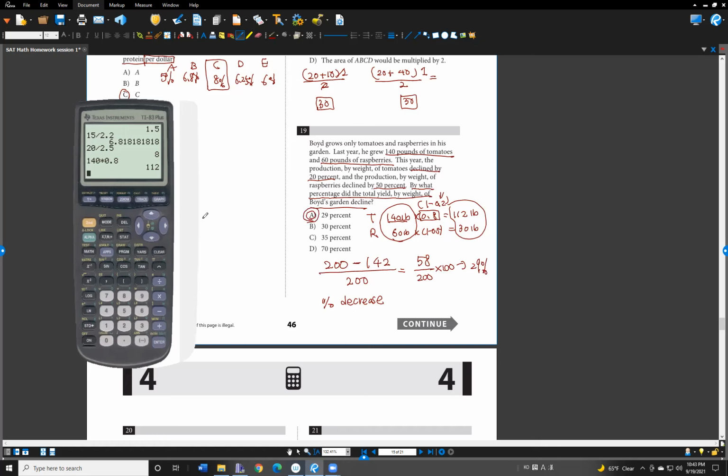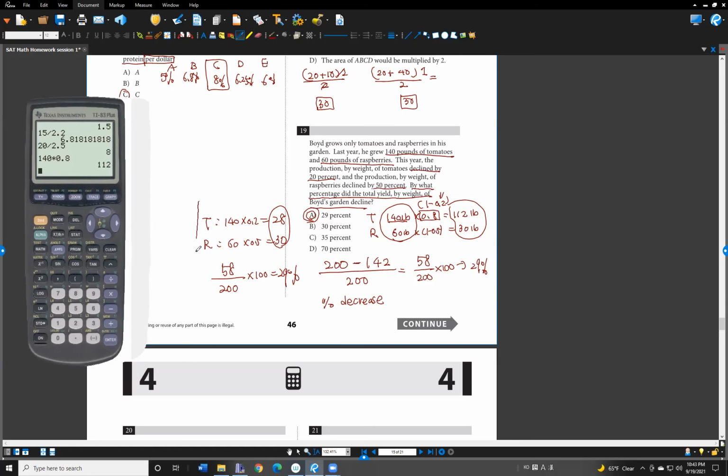But in this case, you can do it this way. Tomato, how much reduced? So 140 pounds times 0.2 is reduced, 28 is reduced. And raspberry is what? 60 pounds, 0.5, 50% reduced, that is 30. Total is 58 reduced. From where? From 200. You can use it this way, times 100, still 29%. Okay, but this is better if you know the percent decrease, because we need what? Decreased portion over here, right? That is the decrease portions.